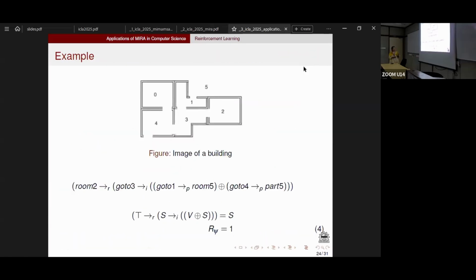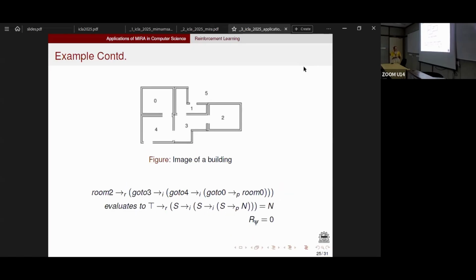So this is a very simple example, an image of a building with different rooms. The robot is in room 2 and it has to go to 5. There are 2 ways of going: one, it can go 2, 3, 4, and 5. The other way is 2, 3, 1, and 5. So with MIRA representation, it can be given in this sequence. If this representation is evaluated to S, then the reward is 1, otherwise it is not. So here the intention of the robot also can be taken into account.